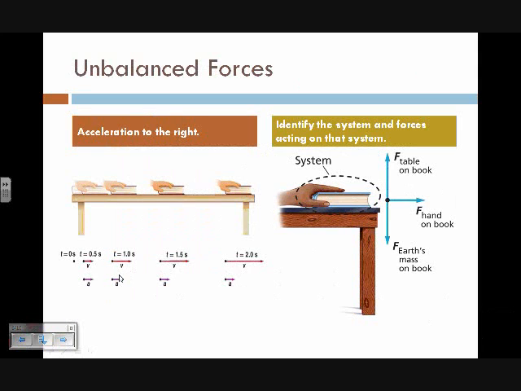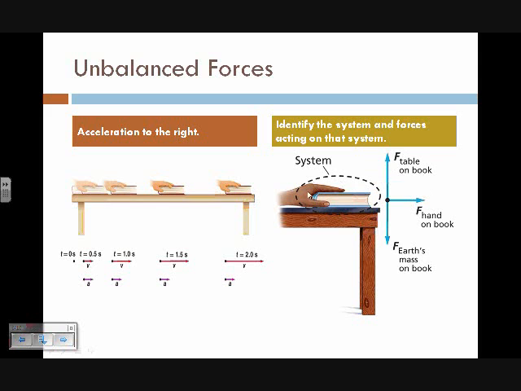All right, unbalanced forces cause acceleration and a net force in one direction. When all the forces are balanced, the object is in equilibrium and should have a constant velocity. For this example, the forces on the book on the y-axis, going up and down, are in equilibrium, and you can see that right here in this diagram.